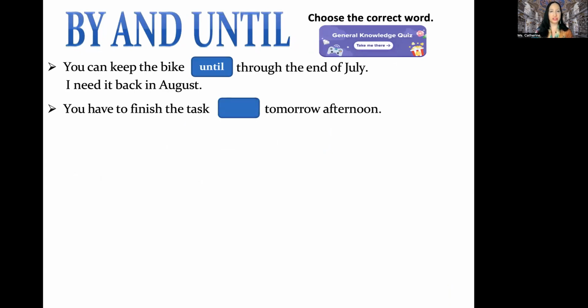You have to finish the task blank tomorrow afternoon. Would it be you have to finish the task by tomorrow afternoon or until tomorrow afternoon? Here's another tricky one. Great job. The word is by.